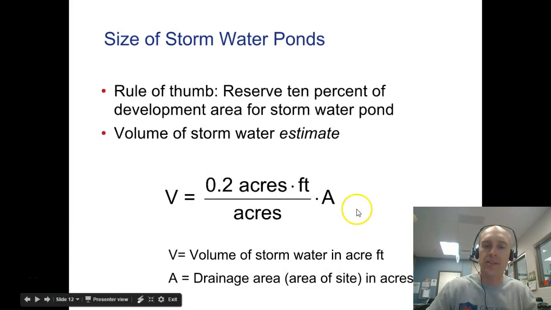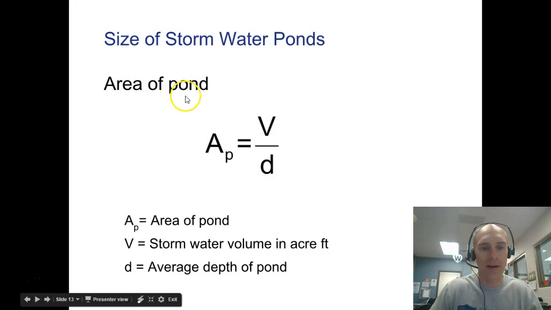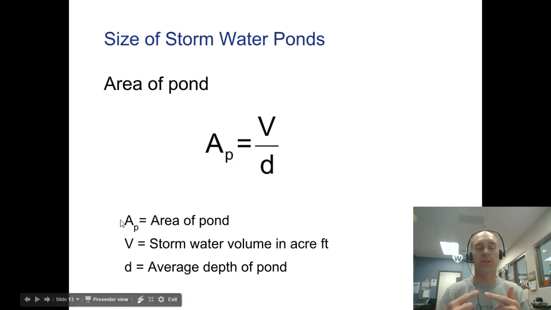So this is something that I'm not going to ask you to actually record down. We're not going to do these size of stormwater ponds, but our general rule of thumb is you reserve 10% of the development area for the stormwater pond. So whatever area, again, you have, 10% of that is the size of the pond. So this is just sort of a formula to figure out what volume of stormwater, and again, this is just an estimate, how much volume in acre feet that you're going to end up having. And then again, the area of the pond is just the volume divided by the depth of the pond, and that's going to give you the area of the ground area that you need to incorporate.